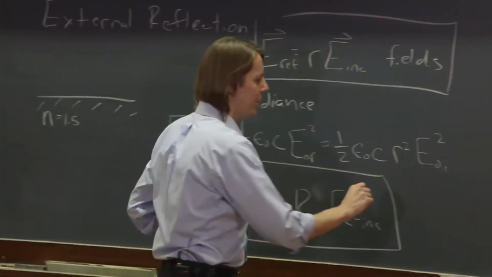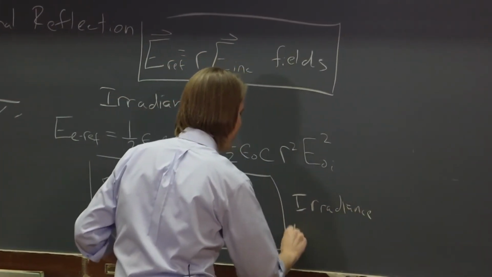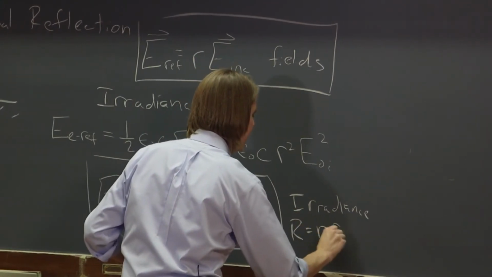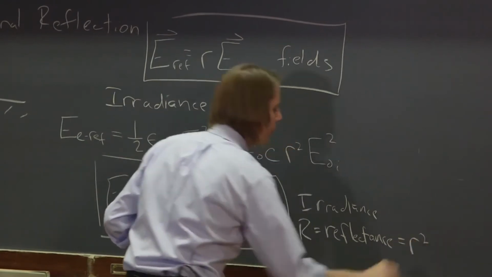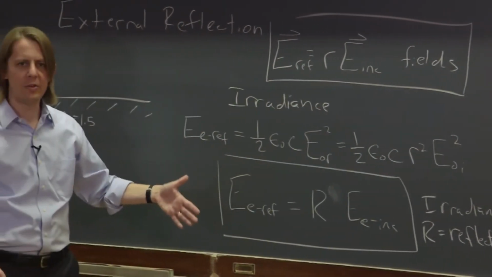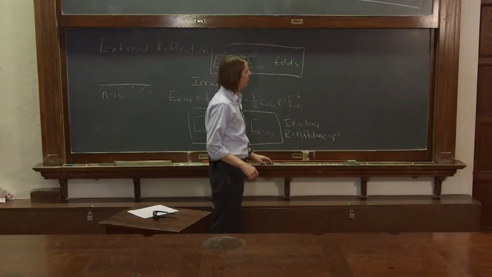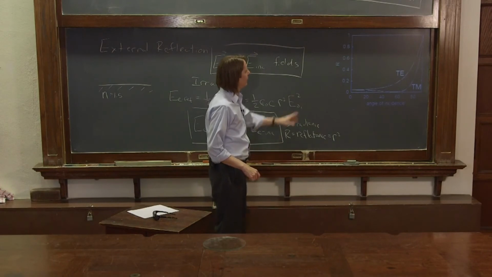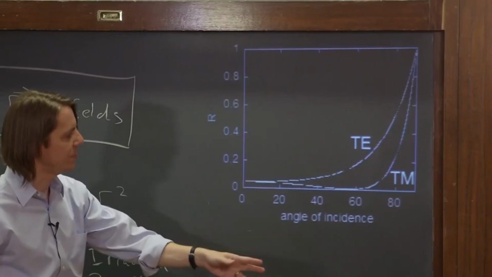And this is for irradiance, where big R is called the reflectance. And it's equal to little r squared. Okay? So little r is for field, big R is for irradiance and for power. So let's look at a plot of what big R looks like. And here it is. So big R also for TE and TM as a function of angle.